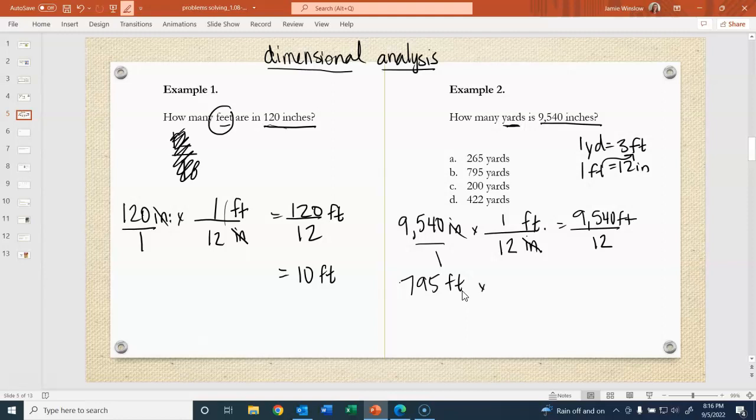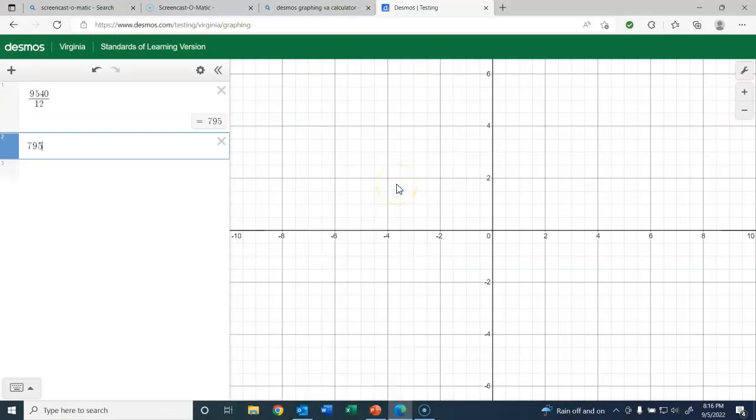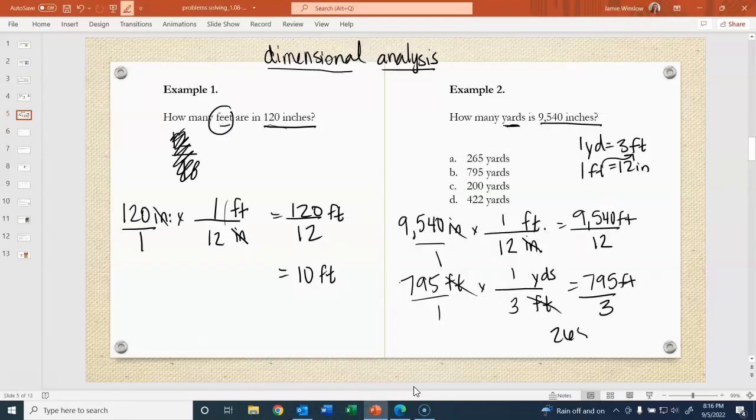Okay, now we can multiply by, we want to get to yards, so we want yards to be on the top, and we want to cancel out feet, so that's going to be on the bottom. And there is 1 yard in 3 feet. So we'll do the same thing. The feet will cancel, multiply across: 795 feet divided by 3. Let's see what that is. Oh, my little box keeps popping up. 795 divided by 3, and you get 265 feet. And that is our answer.